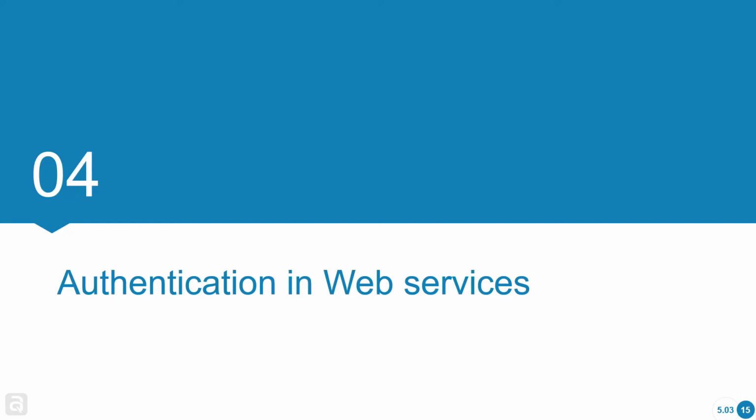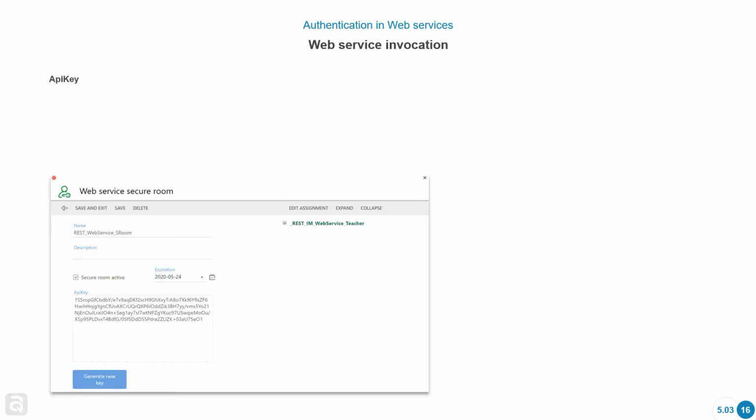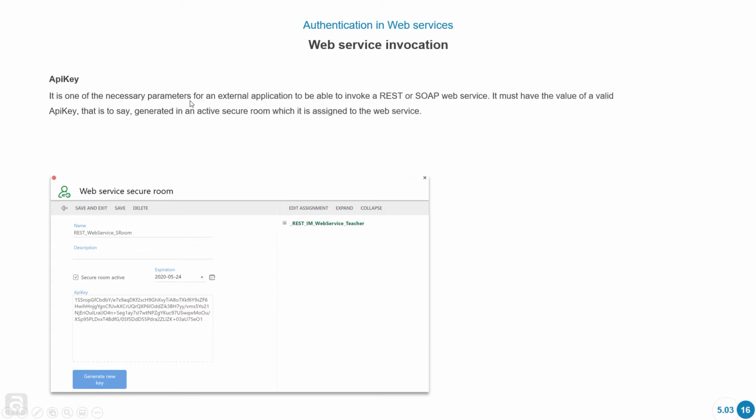In this part 4, we are going to see the authentication in web services. There are two necessary parameters for the web service invocation. First one is API key. It is one of the necessary parameters for an external application to be able to invoke a REST or SOAP web service. It must have the values of a valid API key, that is to say, generated in an active secure room, which is assigned to the web service.